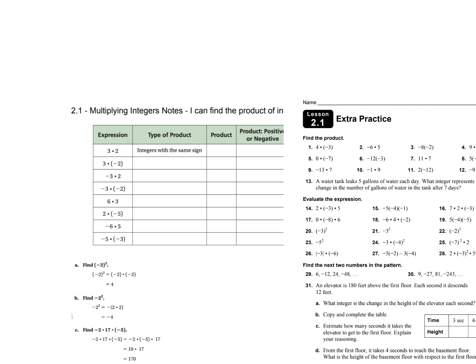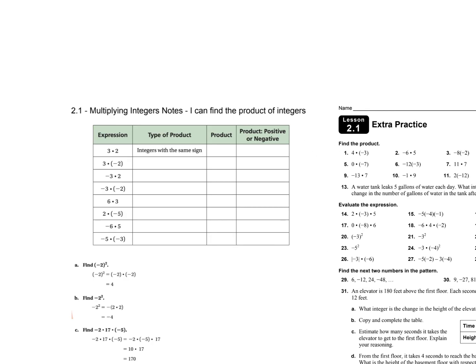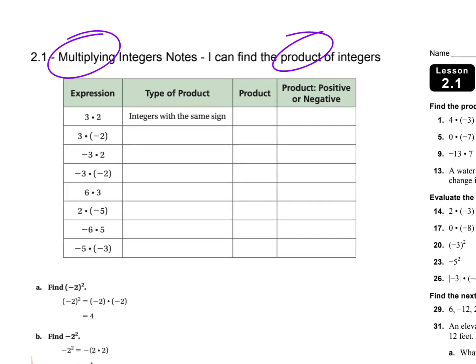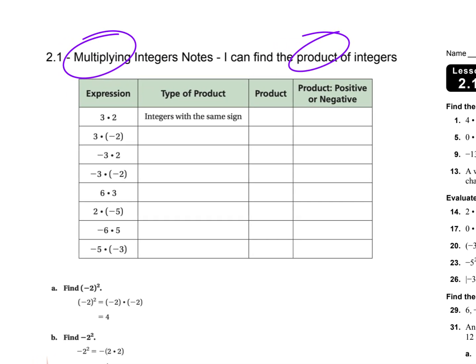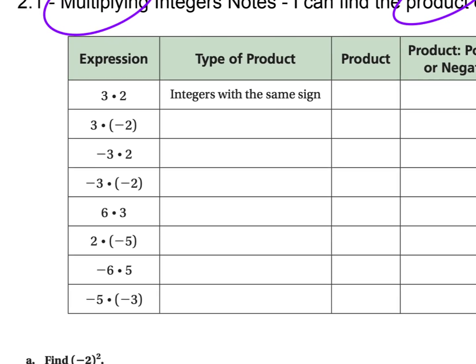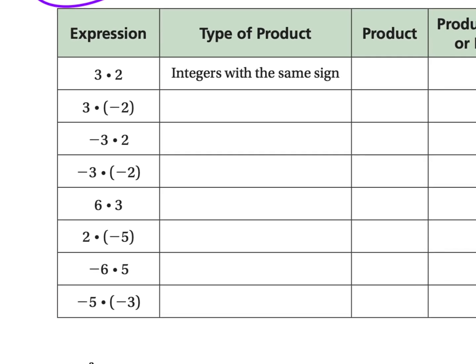All right, we are multiplying integers, and you are going to find the product of integers. So first of all, in case you didn't know, multiplying and product, same thing, okay? The product is the answer to a multiplication problem. So there you go. Now, I'm going to start off with kind of the super duper basics and just recognizing what the heck we have in general.